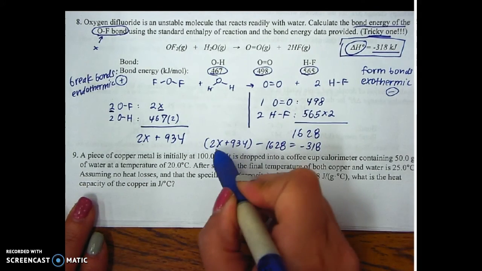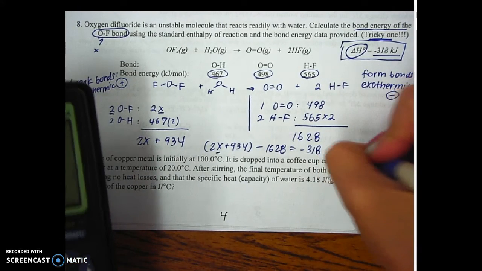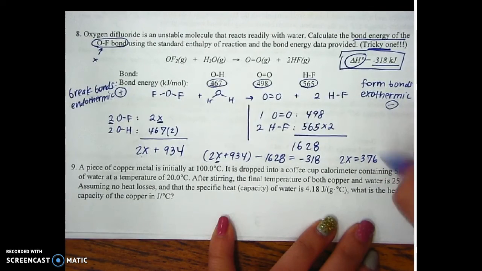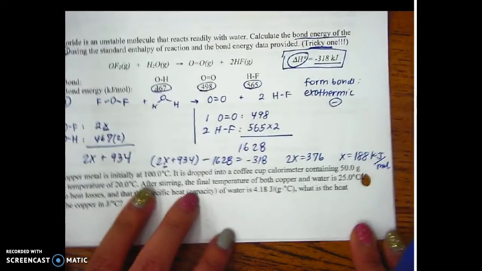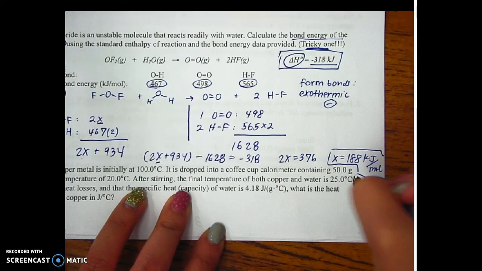Okay, so we're just going to go through and do the math to solve for the x. I have negative 318 plus 1628. Then I'm going to subtract 934 from that. And I wind up with 2x is equal to 376. Then to solve for x, I'm going to divide by 2. And then I figure out that x is equal to 188 kilojoules. And this is bond energy, so it's kilojoules per mole right here. So you guys could see that. And that would get to the end of our problem here for bond energy.